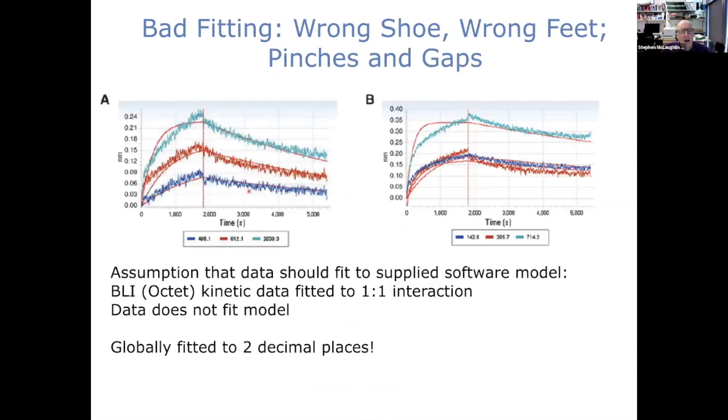Here's some published data, which I would say is like the wrong shoe on the wrong feet, and you get lots of pinches and gaps in the data. The squiggly lines are obviously the data, and the solid lines are the fits. You don't really need to see what the residuals are to know that this isn't fitting very well. So they assumed it was a one-to-one interaction, and they actually quoted kinetics to 2 decimal places, because that's what the program outputs in terms of the fitting.